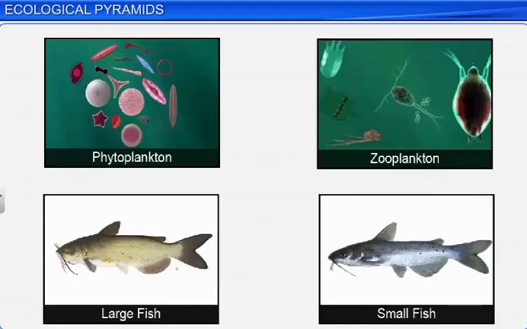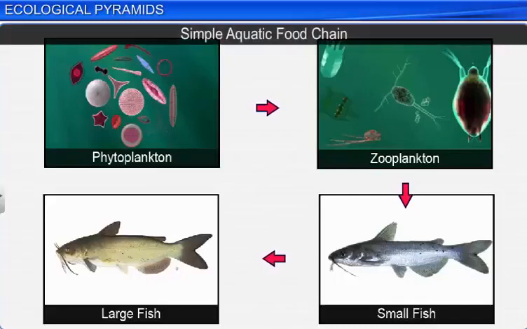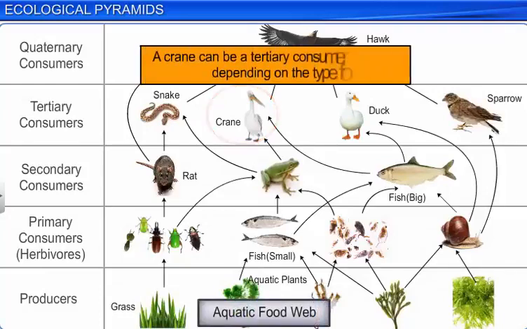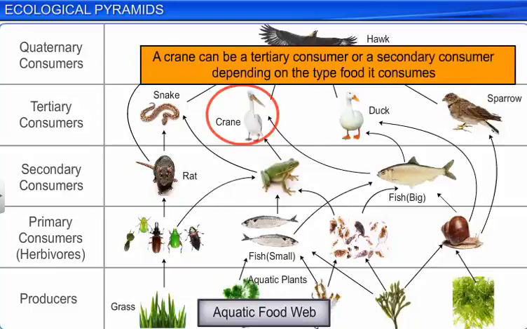An ecological pyramid also has certain limitations. For instance, it always considers a simple food chain which doesn't exist in nature. Moreover, it doesn't consider a food web and does not take into account species that exist simultaneously at two or more trophic levels.